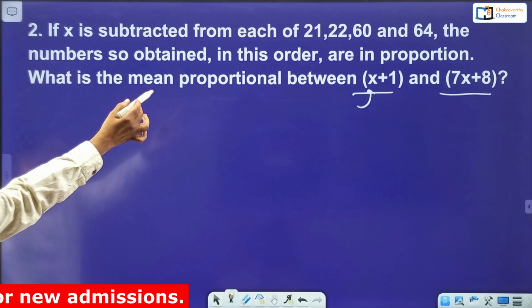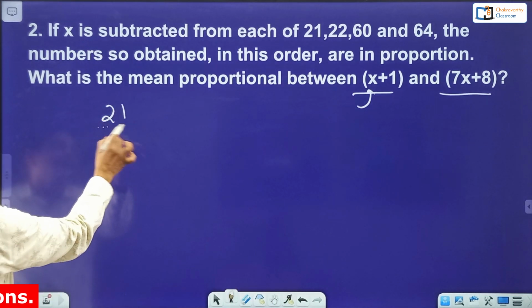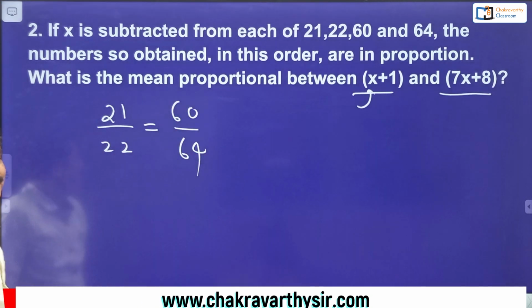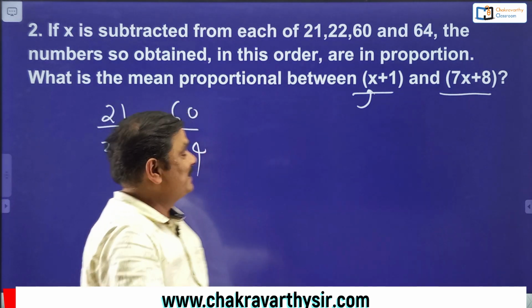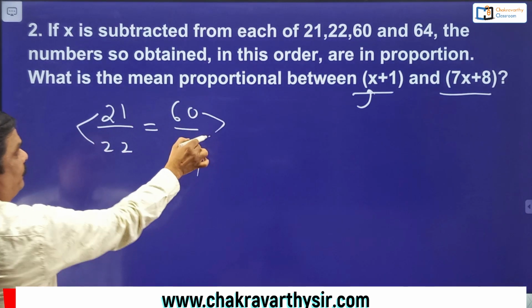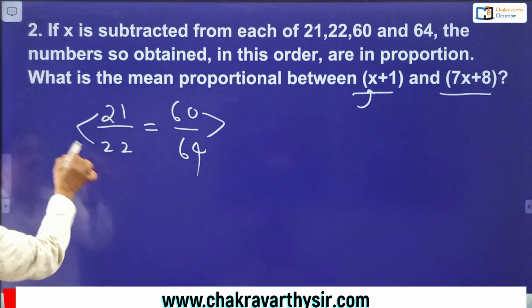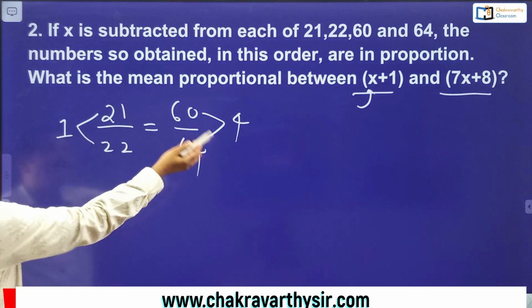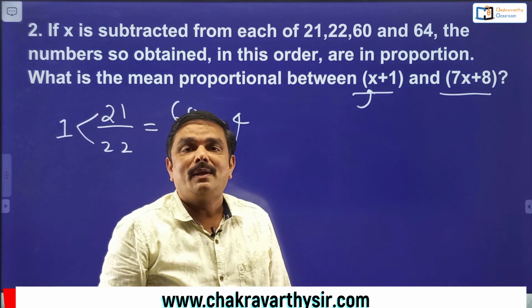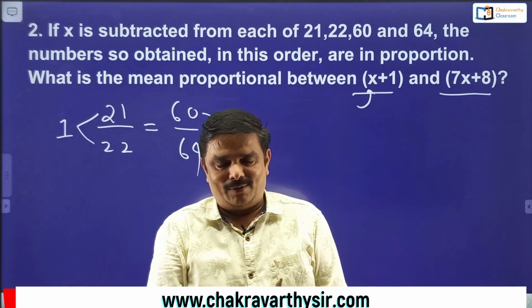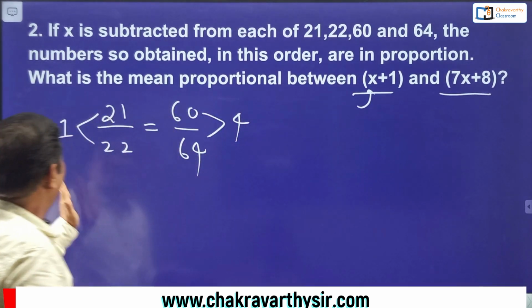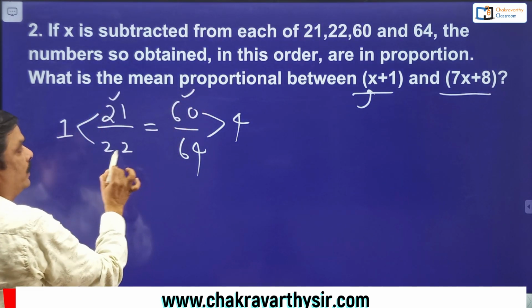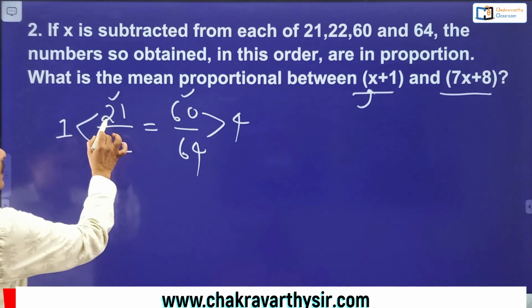How to find out this one? I'm going for the direct shortcut. 21 by 22 is equal to 60 by 64, first step. All of you know this one. Okay, what's the second step? Taking the difference, that's it. What's the difference here? 21, 22, difference is 1. 60, 64, difference is 4. Now 1 and 4 as they are, are in the smallest form. There is no need to divide that one with any other number. So directly 1 and 4. Either you can choose both the numerators or both the denominators. That is up to you. Now here I am taking the numerator.